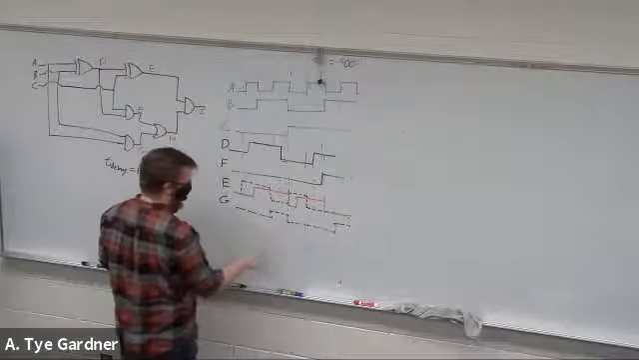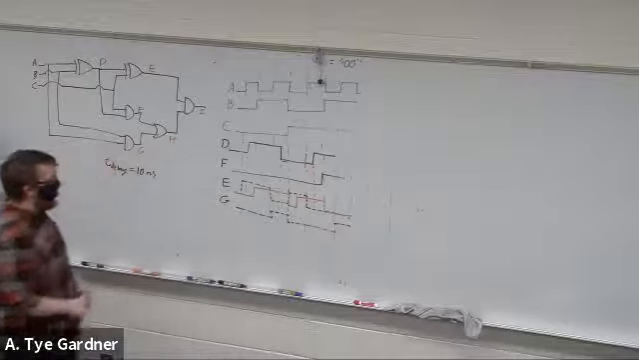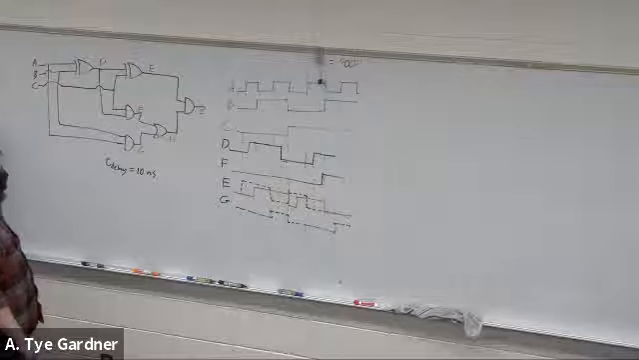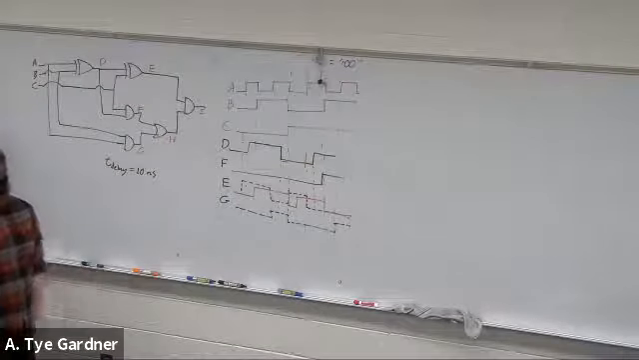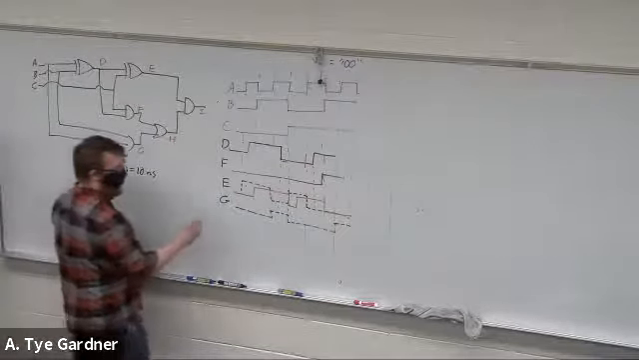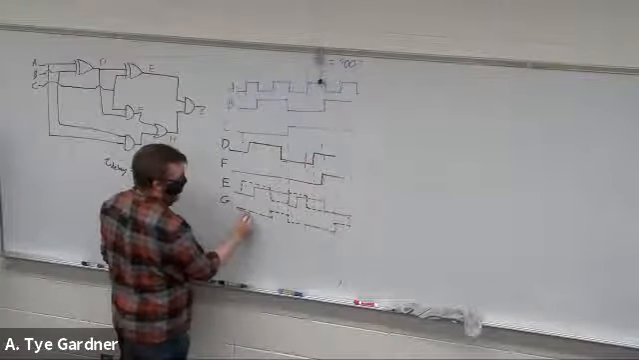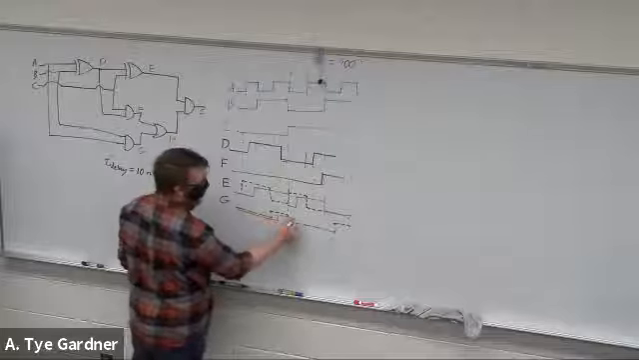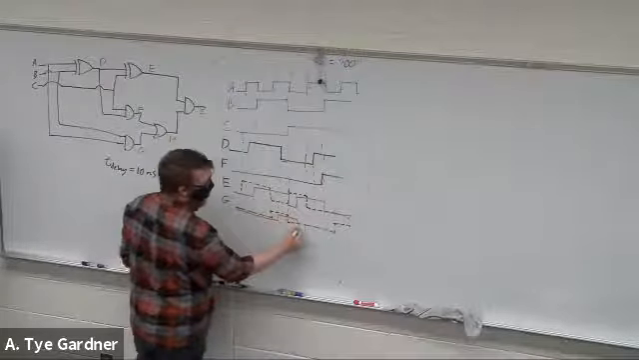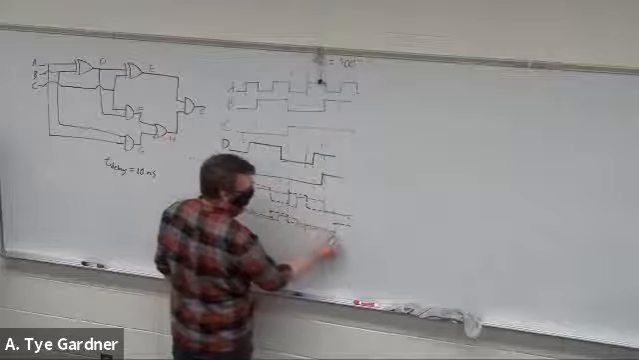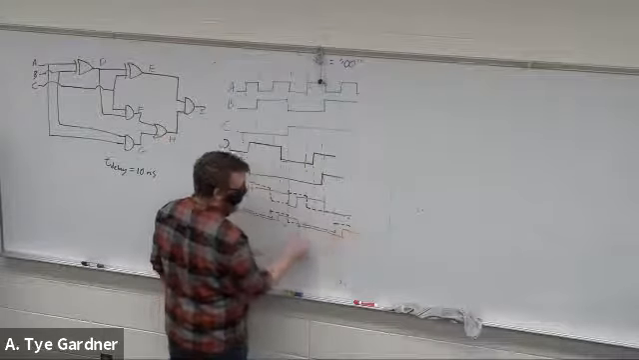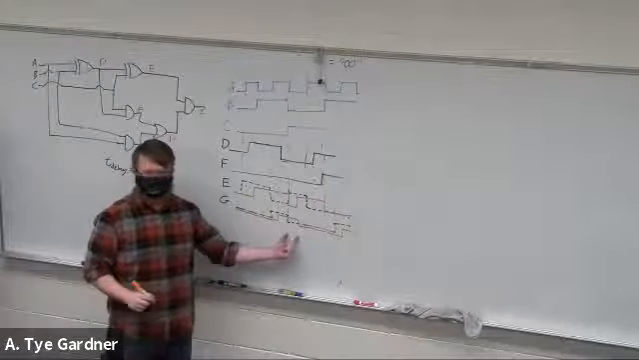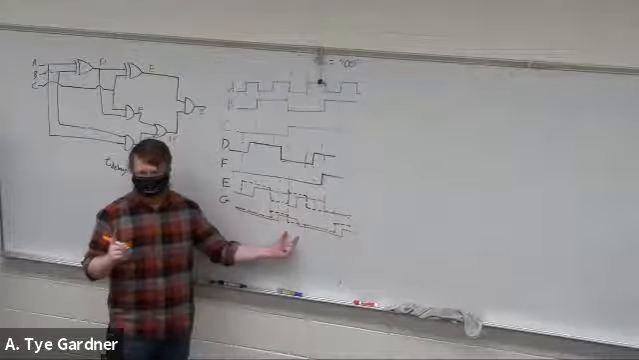Okay. Now let's do G, where G is A and B. So it's just one gate delay. That makes it really easy. I'm going to write it right below so everyone can kind of see. Right, just half of one of these tick mark periods because that's one gate delay.